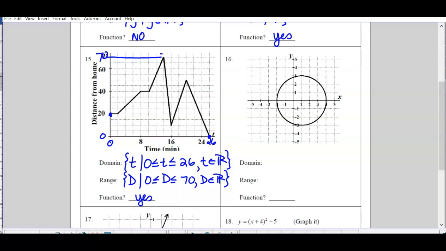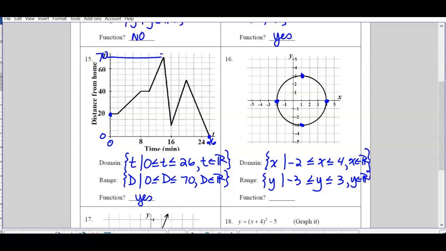Next one is a circle. So smallest x value is -2, biggest is 4 here. Continuous. So x, so from -2 to 4. Okay, and then for the y, the smallest value is -3, the biggest is +3. And this is not a function. Circles are not, because if I draw, you can tell right there, I've got 2 points that have the same x value but different y values.